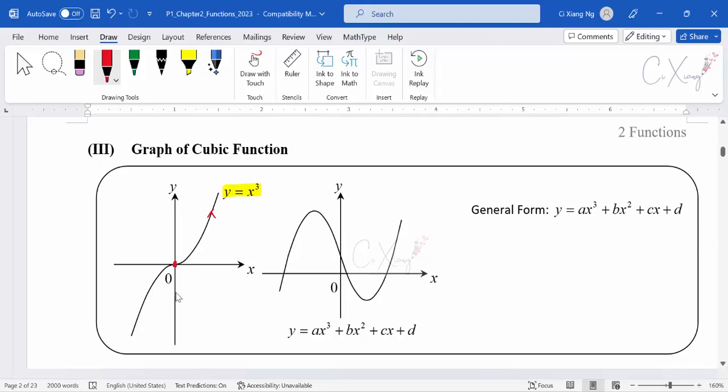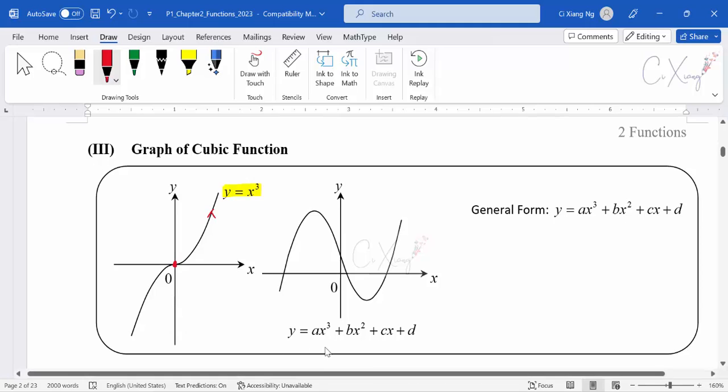If you have a more complicated cubic function, then the equation is something like this: ax power 3 plus bx squared plus cx plus d. Then your curve might have a more obvious maximum or minimum point. But in general, the very basic shape for a cubic equation will be something like this.